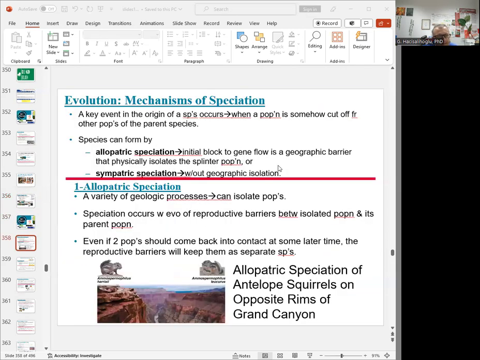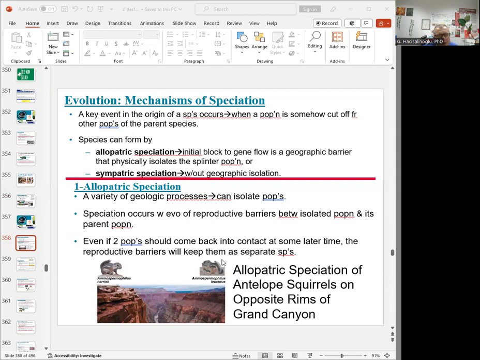Okay, so some of the mechanisms of macroevolution. There are a couple of mechanisms covered here. One is called allopatric, the other is called sympatric. Allopatric means geological processes can isolate populations. As you see in this picture, these two groups of animals are separated geographically because the Grand Canyon separates them. One group is left on the left side, the other group on the right side.